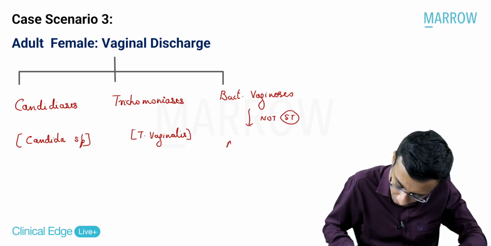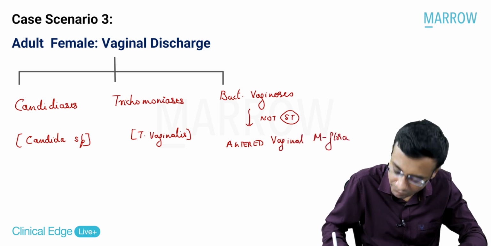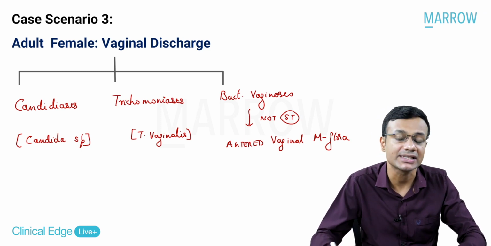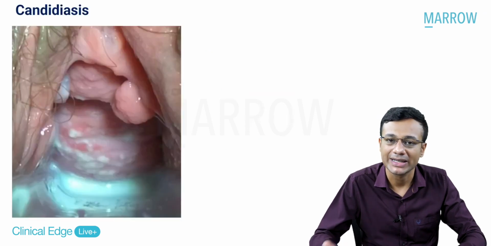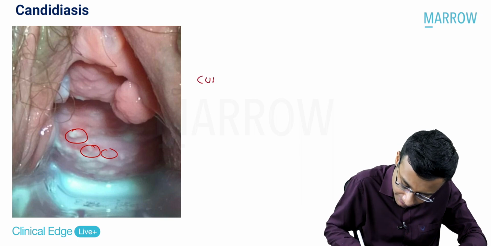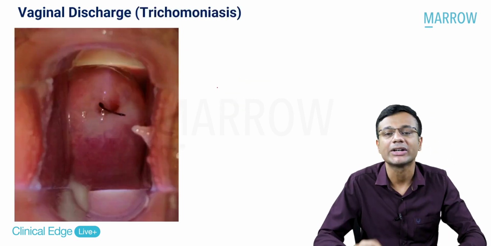So what is it? It is an altered vaginal microflora. That's what we need to have a concept about bacterial vaginosis. That's why we don't have to treat the partner in bacterial vaginosis. Now, first we look at candidiasis. The type of discharge that we get here is called as curdy white discharge. Curdy white vaginal discharge.